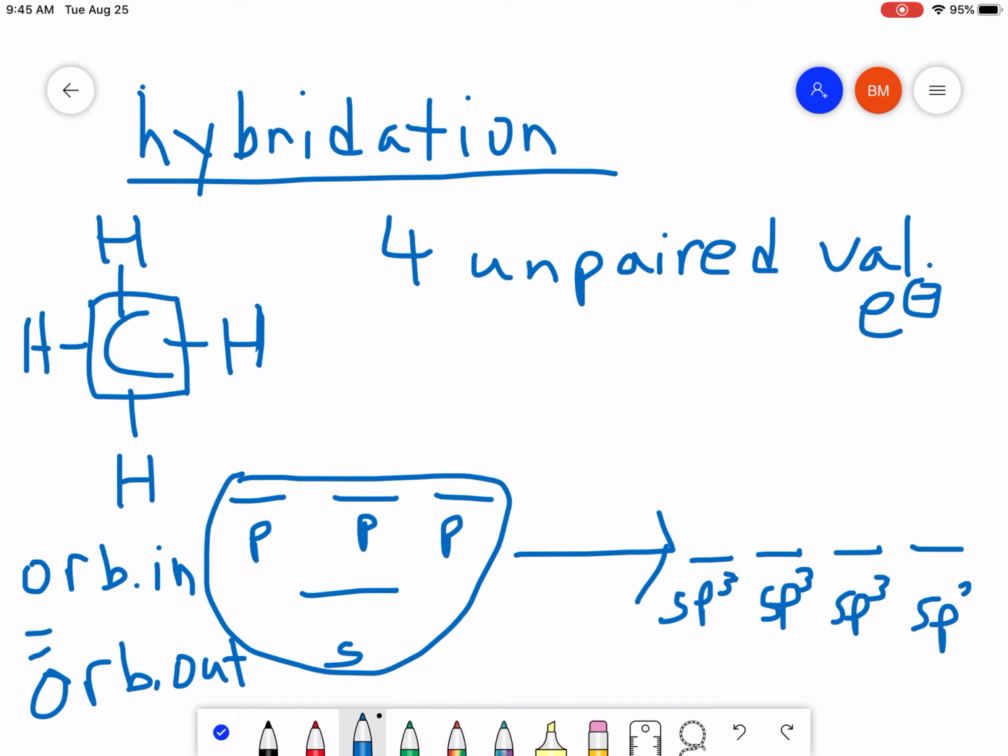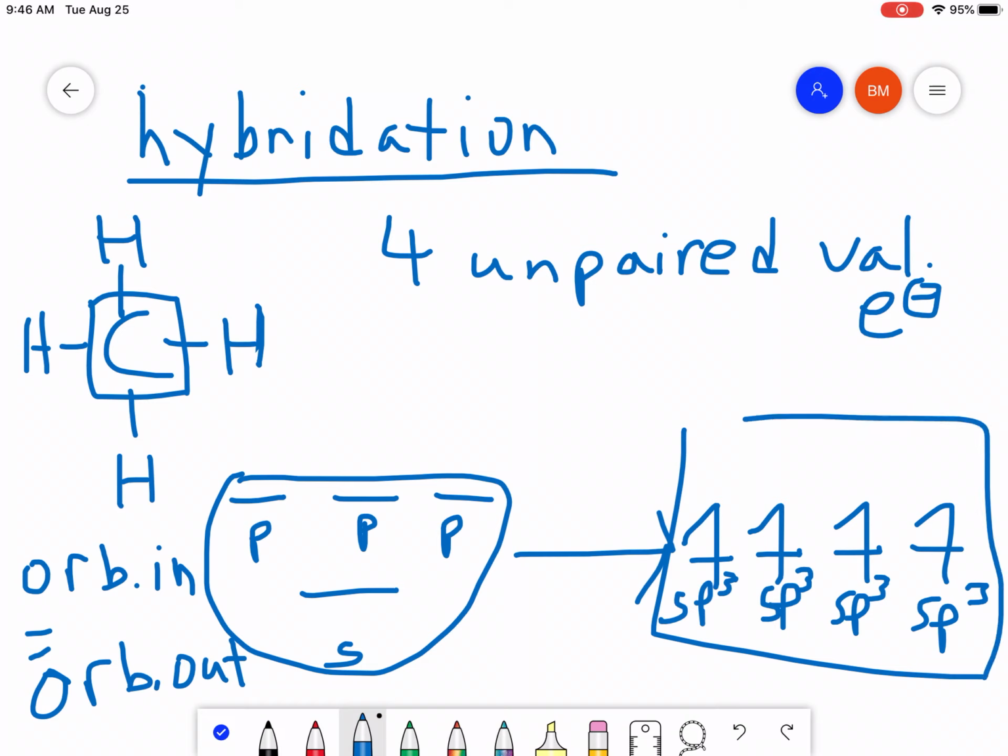And you can probably figure out why they're called sp3. It's because they're made of a singular s orbital and 3 p orbitals. They have all equivalent energies, right? So now, if you try to map out the 4 valence electrons, they go 1, 2, 3, 4, and voila, we've got 4 unpaired valence electrons. So this, right here, is a much more accurate model of what's going on with the carbon whenever it makes covalent bonds. Pretty cool.